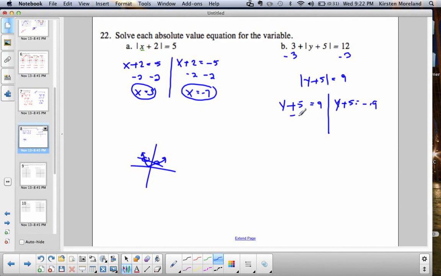Okay, so minus 5 on this side. My first solution is y could equal 4. Minus 5 on this one. My second solution is y could equal negative 14.